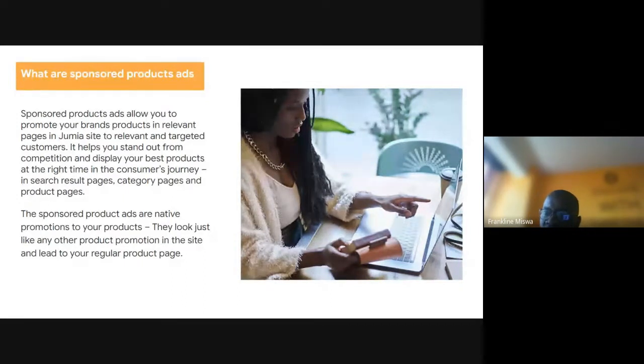The key objective and what this helps you with is to more or less stand out from your own competition and also get to display your product at the right time based on a consumer journey. So as we go along, I'll show you on the planning how you actually know which type of keywords you can actually work with. Key thing is that sponsored products are native. So on the website, they look like any other product. The only difference will be that it will be listed as sponsored. I'll show you on the website when we're doing the campaign planning.